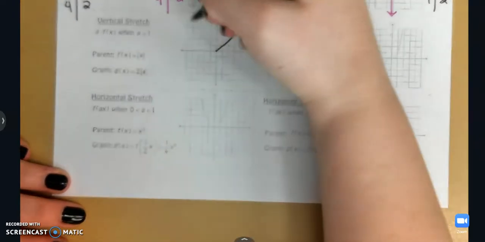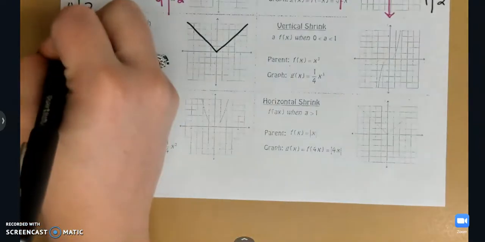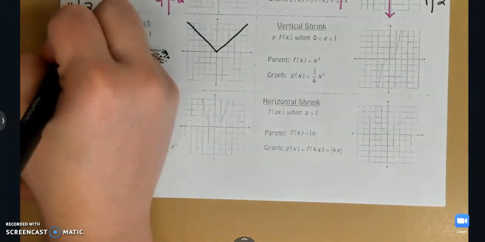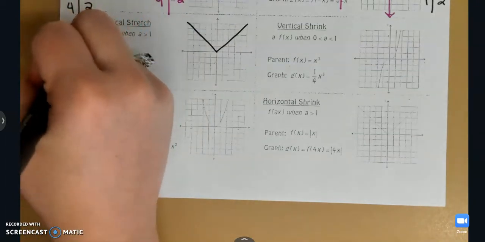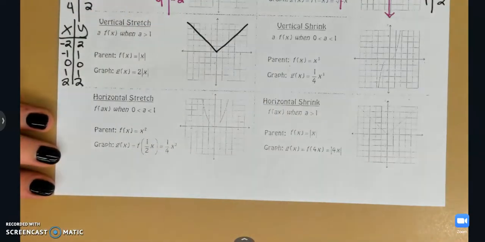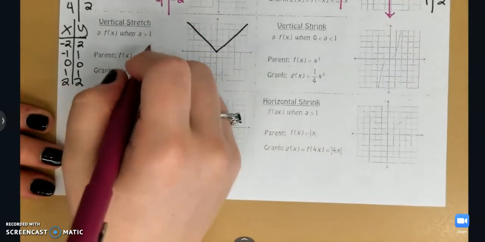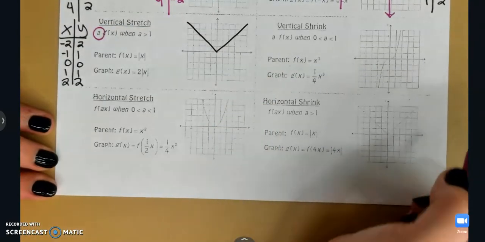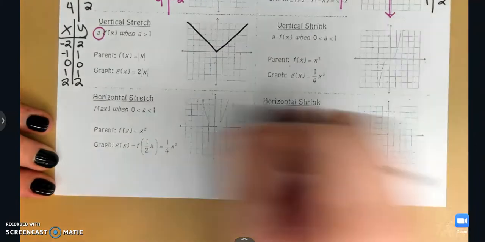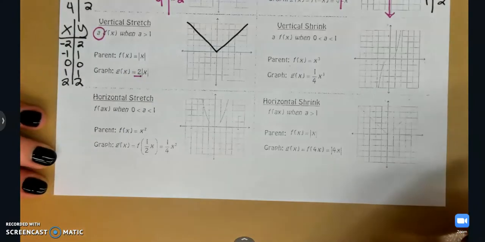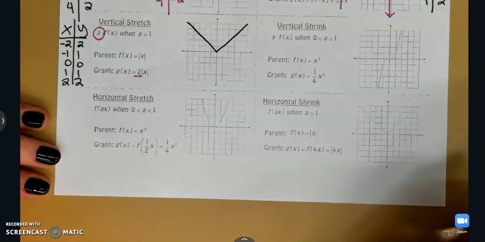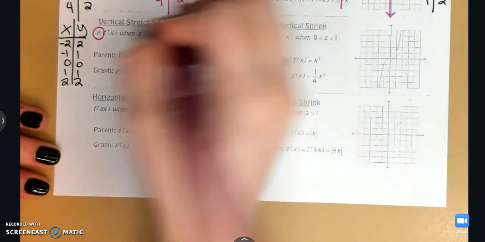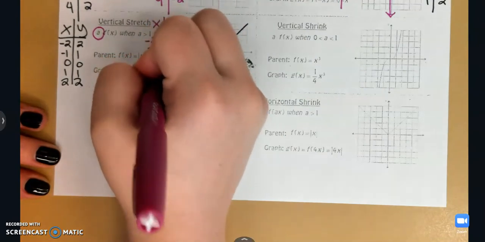So again, here's my absolute value. I'm going to make my table of points. A vertical stretch is when I'm multiplying in front of my function, in the very front, and when that number is greater than 1. So in this case, I'm having a vertical stretch by a factor of 2, and it's vertical, which means just my y values are going to change. So I'm going to leave my x values the same.